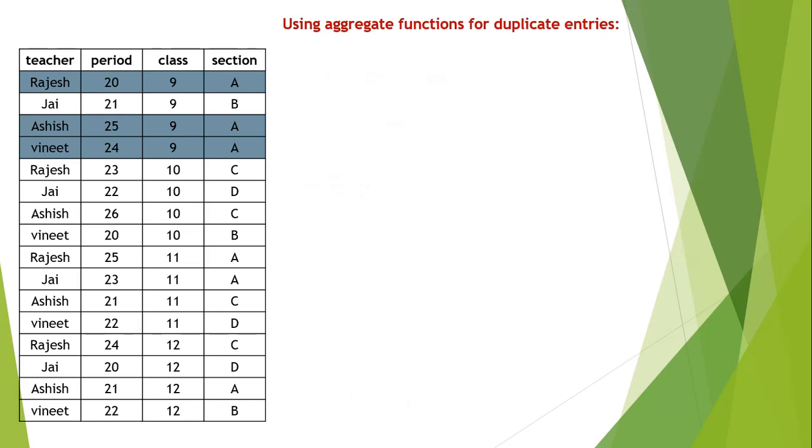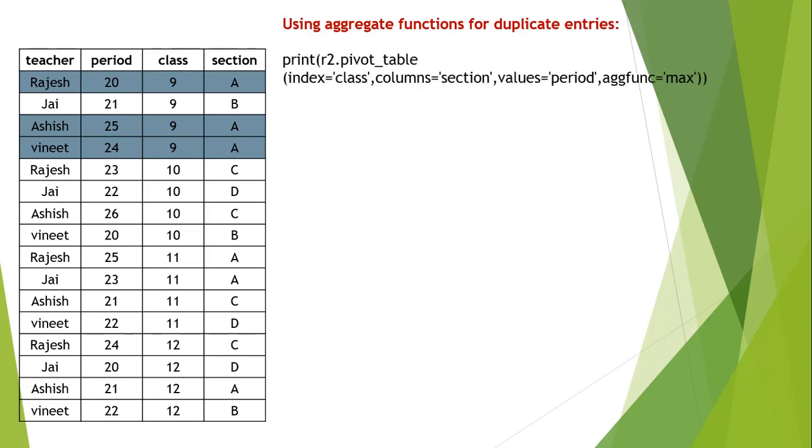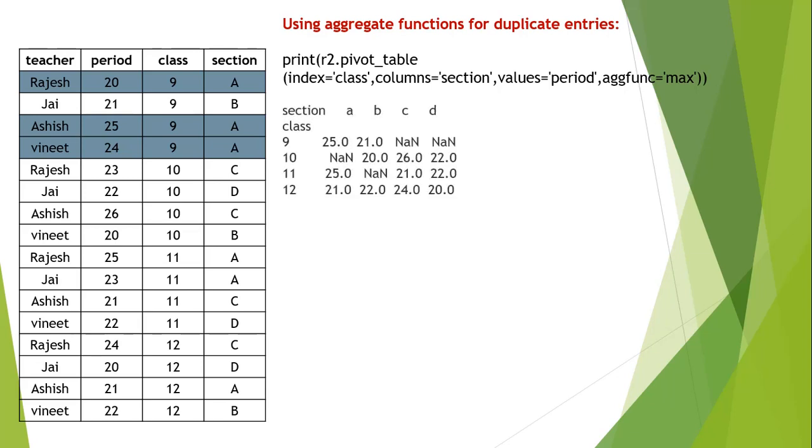Let's see. Again, the same set of data is given. Now, using an aggregate function for duplicate entries. Here we have written print r2.pivot_table, index is equal to class, columns is equal to section, values is equal to period, and aggfunc is equal to max. Now everything is similar in this table. Now the output will be according to the max values of the period. So let's see the output.